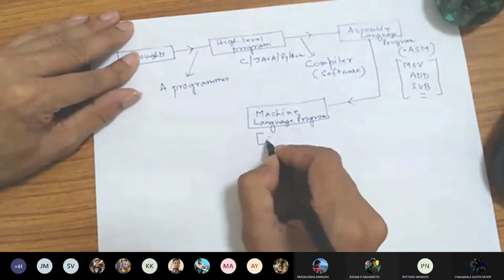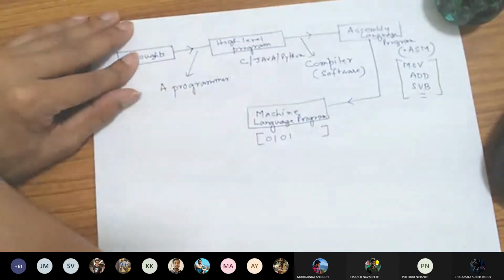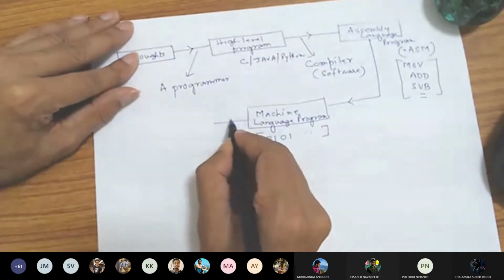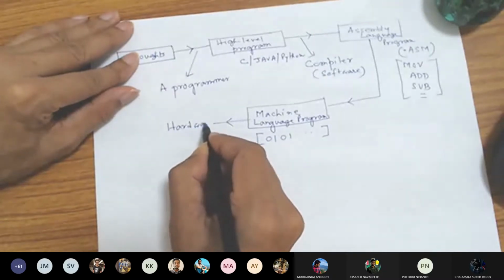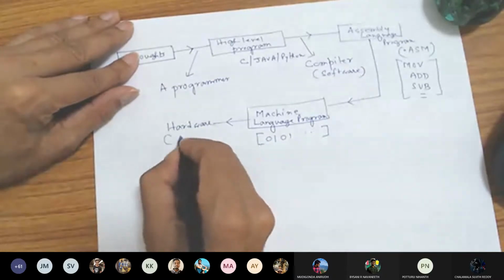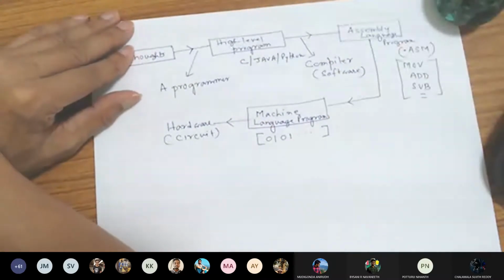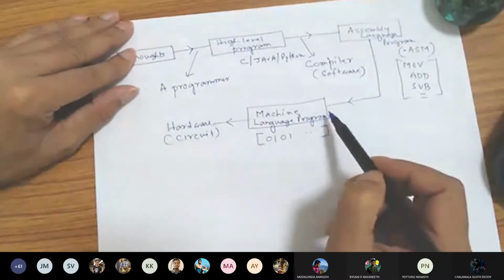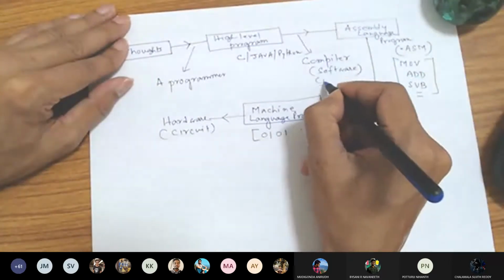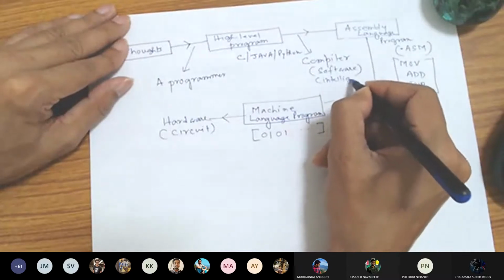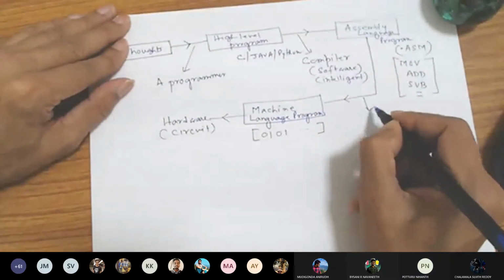Which is nothing but 0, 1, 0, 1, something like that, all binary bits. It goes to hardware, the circuit. Now who does this? It's very simple. This is not an intelligent agent. Rather, the compiler is an intelligent agent. Assembler. Yes, this is done by assembler.